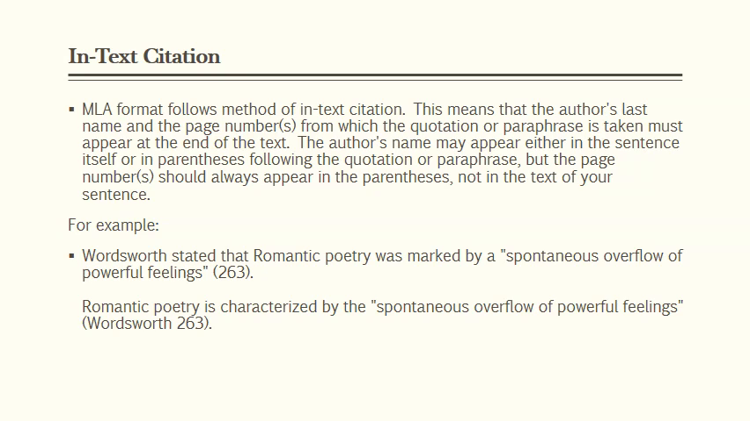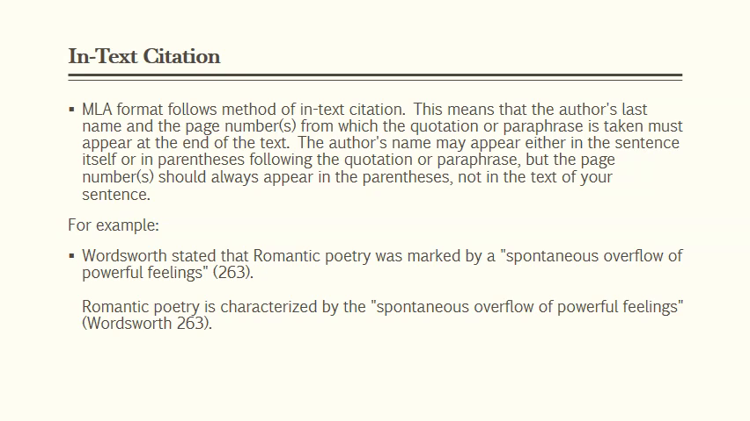For example, Wordsworth stated that romantic poetry was marked by a "spontaneous overflow of powerful feelings" (263). So notice that that is in quotation, and at the end there is a number in parentheses, and that number is the page number. The reason why there is no author's name in that parenthesis is because you've already stated the author in the beginning of the sentence, Wordsworth. So you don't have to repeat yourself. The name does not have to be there twice. But Wordsworth did say "spontaneous overflow of powerful feelings." So what's in quotation is not what you said, it's what Wordsworth said.